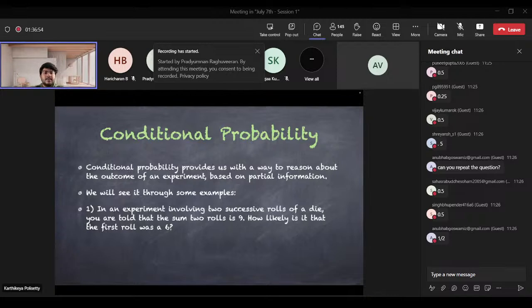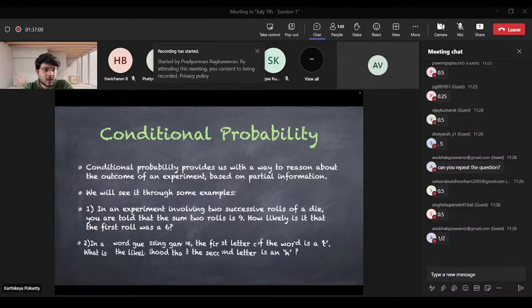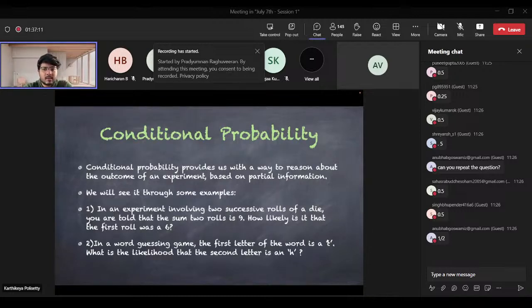In an experiment involving two successive rolls of a die, you are told that the sum of the two rolls is 9. How likely is it that the first roll was a 6? Or in a word guessing game, the first letter of a word is T. What is the likelihood that the second letter is an H? In these examples, there is some information regarding the experiment, and you are asked to calculate the probability. That is, you are putting some conditions on the outcomes and you are calculating the probability. So, this is what conditional probability is.